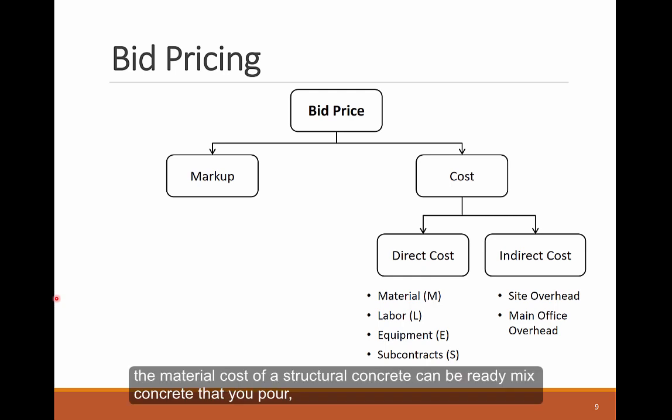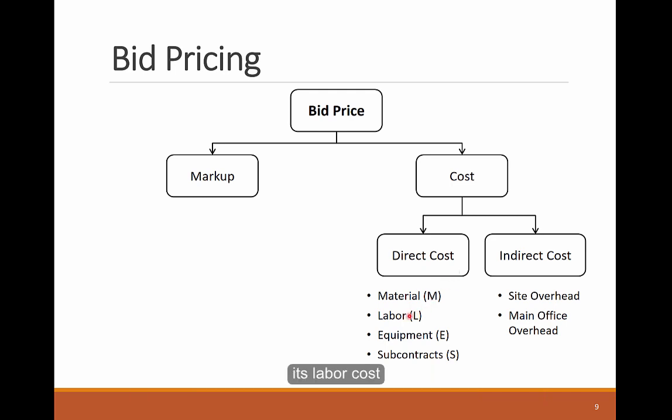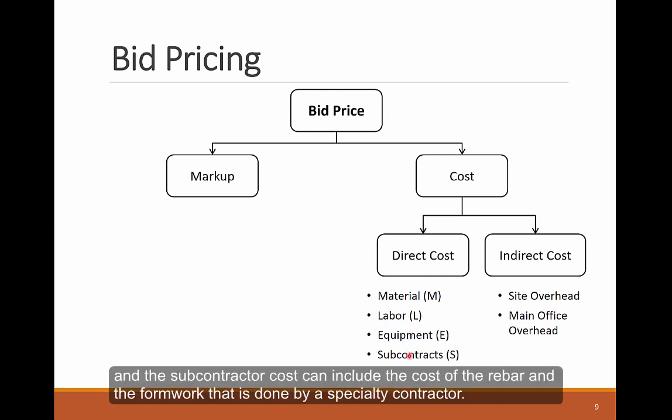the material cost of a structured concrete can be ready-mix concrete that you pour. Its labor cost includes the crew that places the concrete. Its equipment cost includes the concrete pump, and the subcontractor cost can include the cost of the rebar and formwork that is done by a specialty contractor.